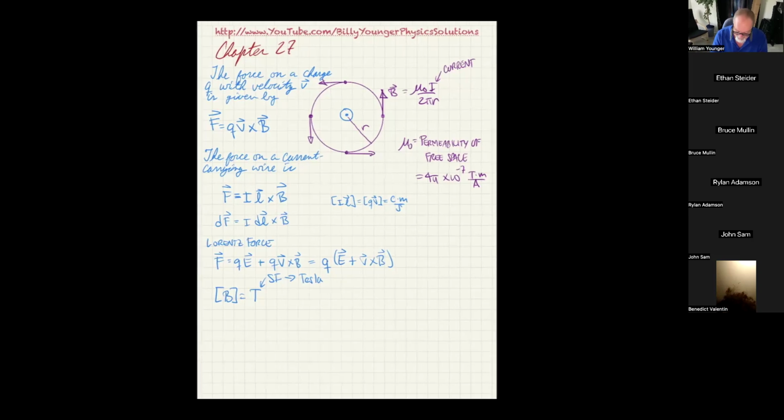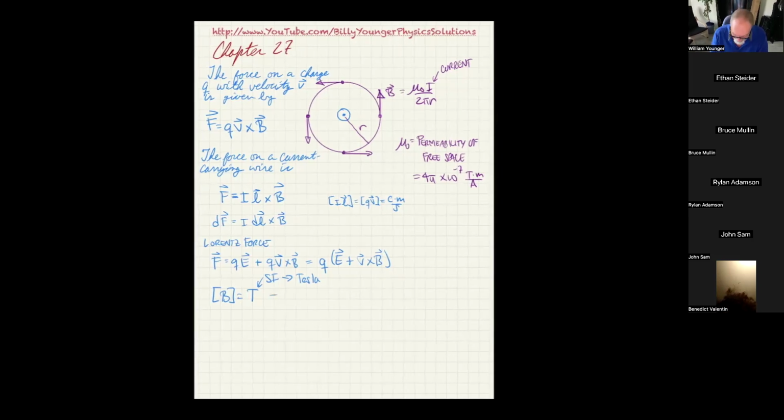Another unit of the magnetic field is also the Gauss. And for instance, the Earth's magnetic field is about a half a Gauss. About 10,000 Gauss make one Tesla. If you talk about an MRI, they're usually on the order of a whole Tesla. Some of the ones we use for experiments in physics are on the order of two Tesla or something like that.